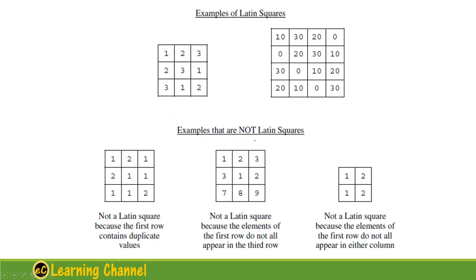Okay, so let's look at it. This one is Latin. The first row's values all appear in different rows and different columns, and that's what we want to check. That's the 2D array we want to check. So here these two are Latin squares, and these are not.